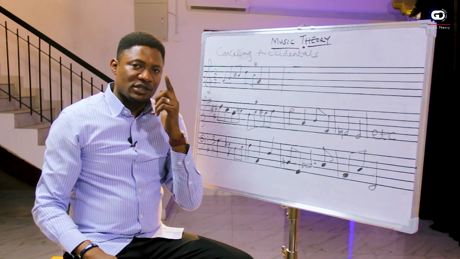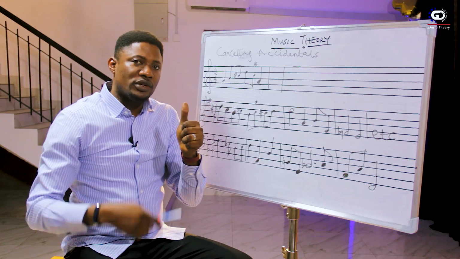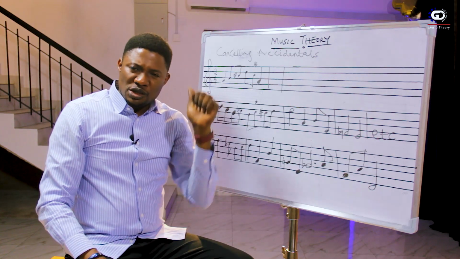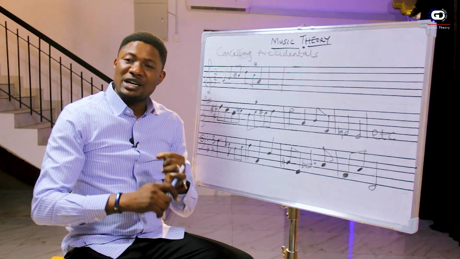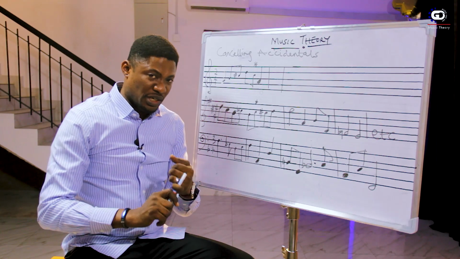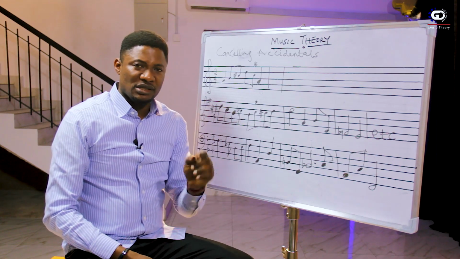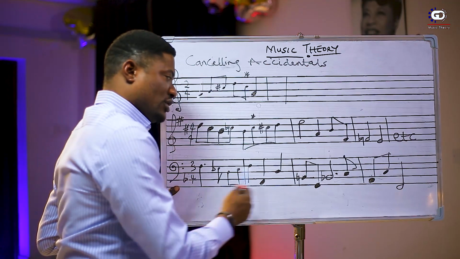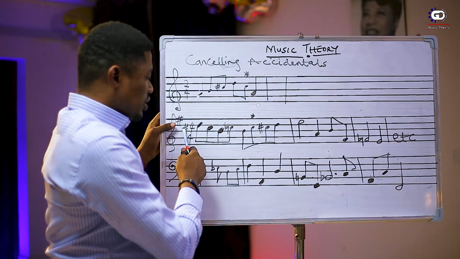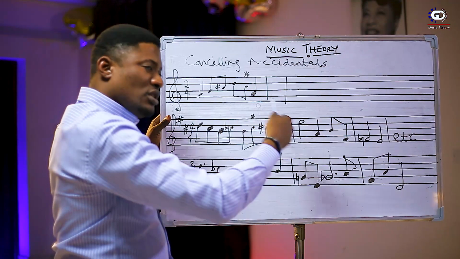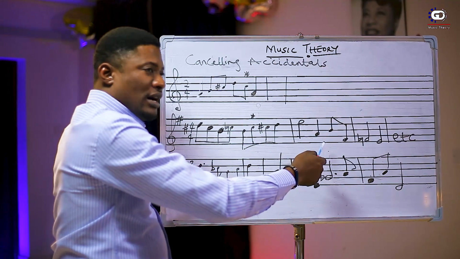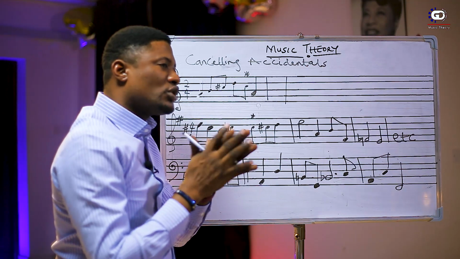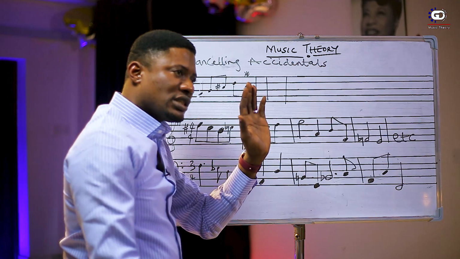So don't forget, earlier I told you that the sharp raises a note while the flat reduces, but natural restores. So when you want to restore a note back to its original pitch or note, you use natural to cancel it. So whether it was flat before and you want to cancel that flat, you use natural. If it was sharp before and you want to cancel it, you are going to use natural. So natural actually restores the note back to the original state. I'm very sure this is understandable.